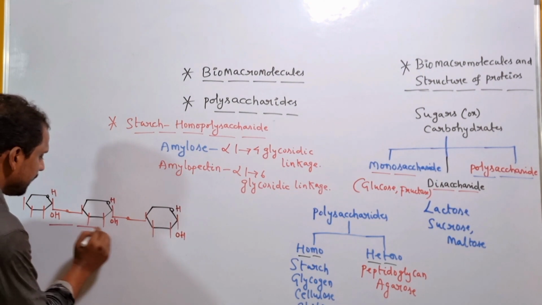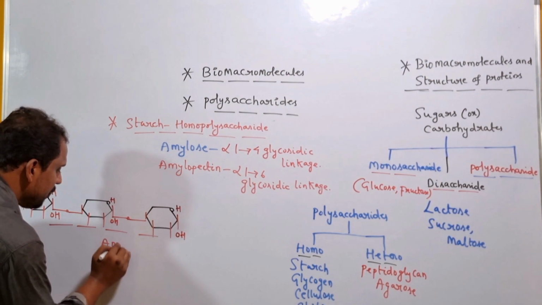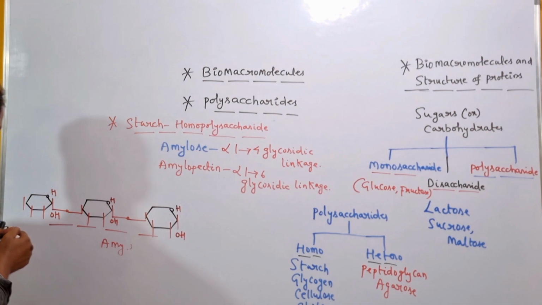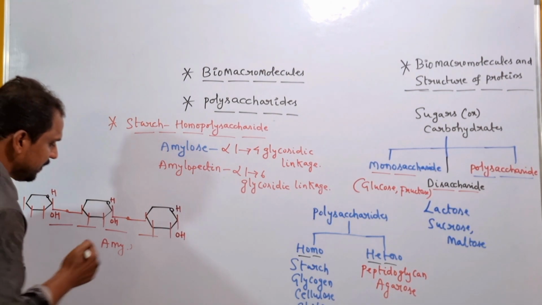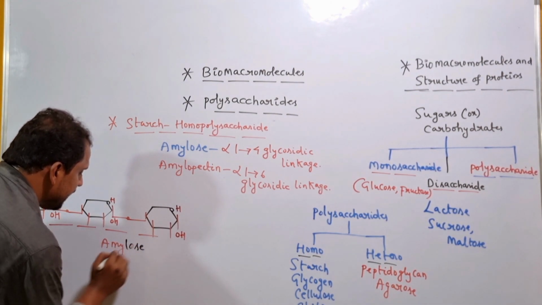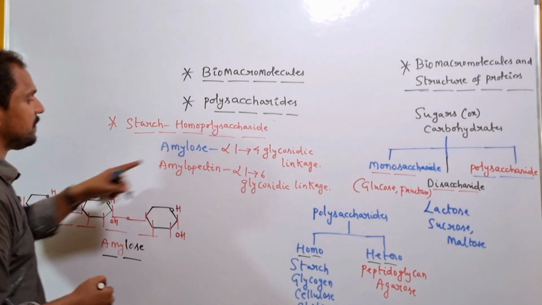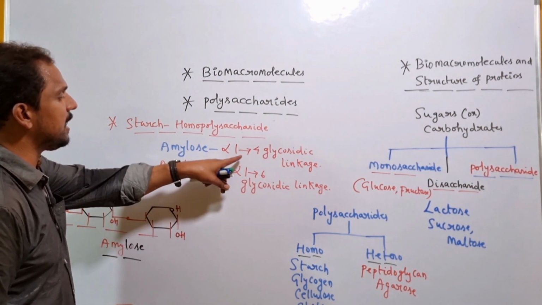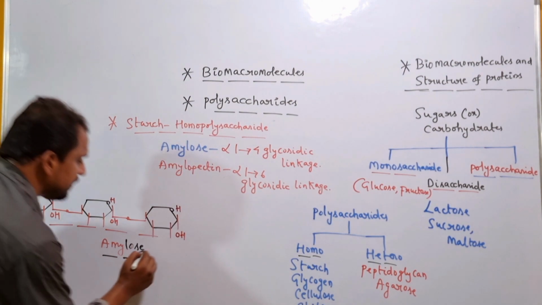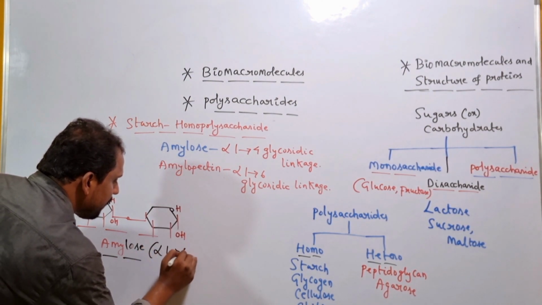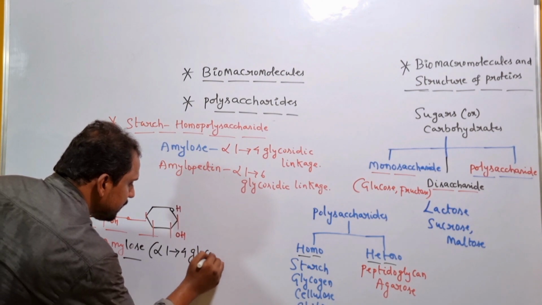So here it is termed as what? Amylose. As I have already mentioned, the particular starch contains two specific polymers, which are nothing but what? Amylose, which is linked by alpha 1,4 glycosidic linkage. So here it is nothing but what? Alpha 1,4 glycosidic linkage.